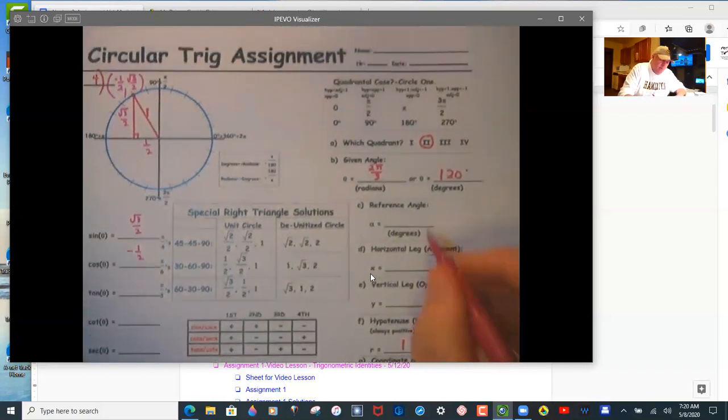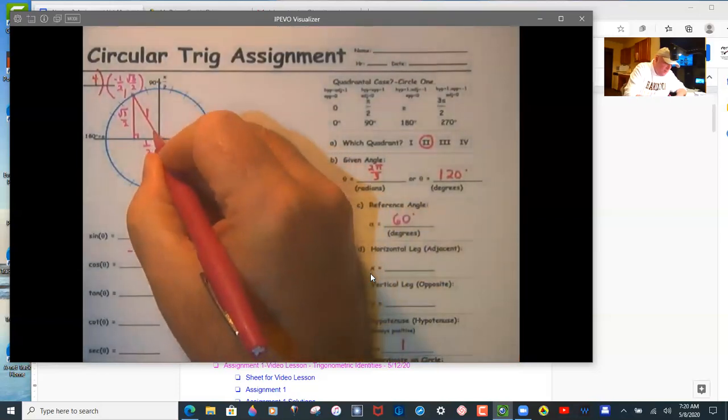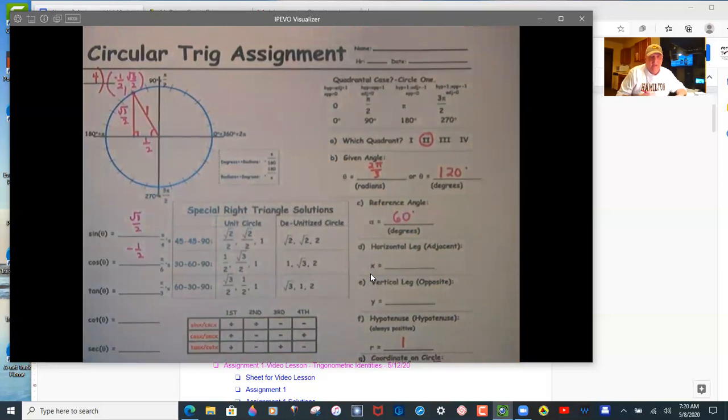And now the reference angle is 60 degrees. So what is that now? That's a little bit of a new thing. So that's the angle right there that you would actually do the physical ratios with.